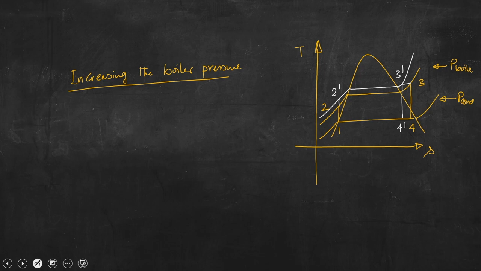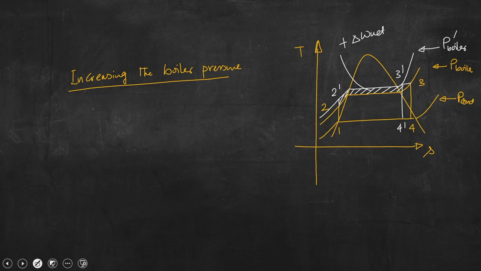You know that without superheating, we are trying to achieve this additional amount of heat. I mean, we are trying to increase the average temperature of heating by increasing boiler pressure from P boiler to P boiler dash. You know that the temperatures at 3 and 3 prime are the same. So, what are we going to have? We are going to have an additional amount of W net, that is the hashed portion. So, this is plus delta W net.